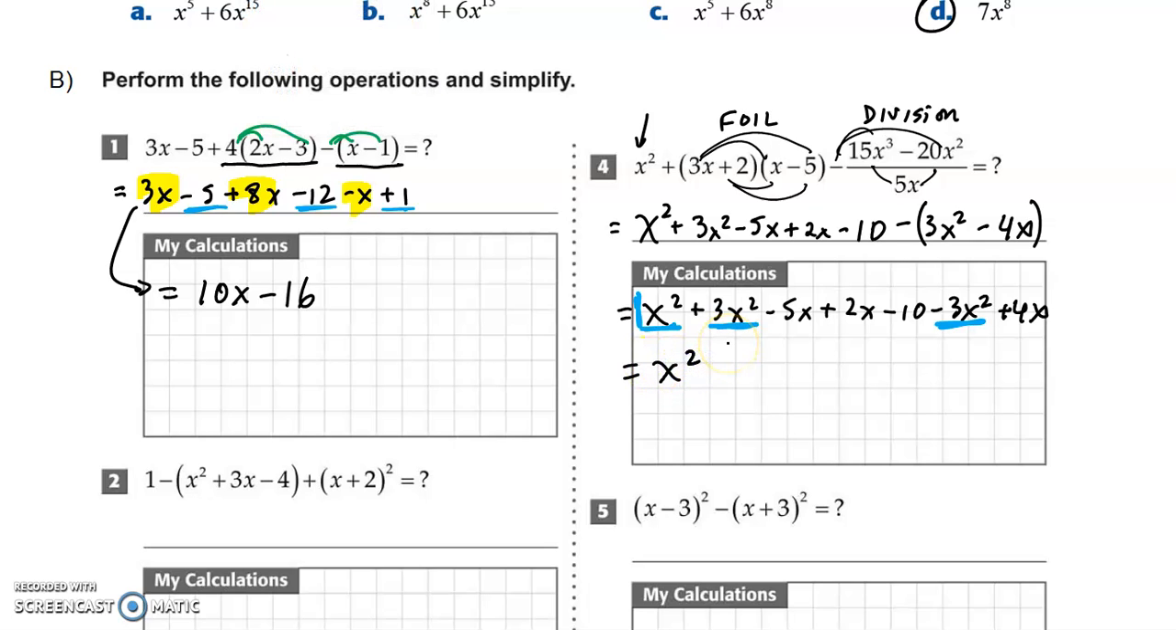You don't have to write the 1. My x terms, on the other hand, are going to be negative 5x, positive 2x, positive 4x, and so that's going to be adding them together, right, using integer rules, of course, is going to be positive 1x. Don't have to write the 1, but I will because I just started it. Don't feel like erasing. And then the last constant term is negative 10.